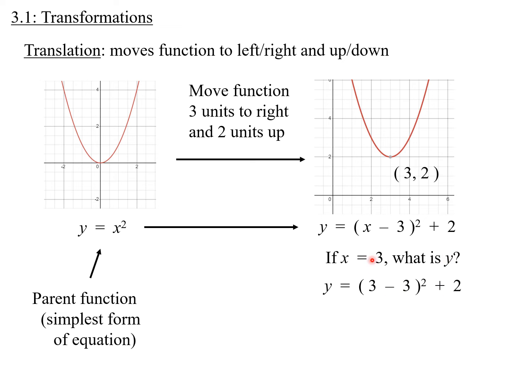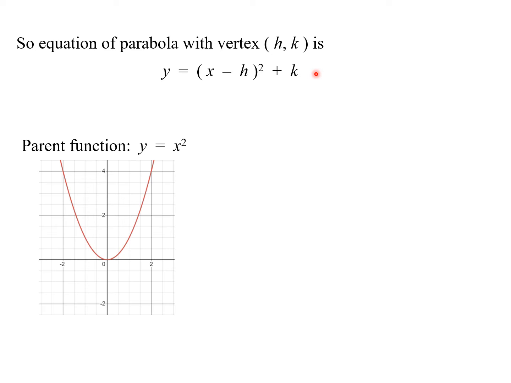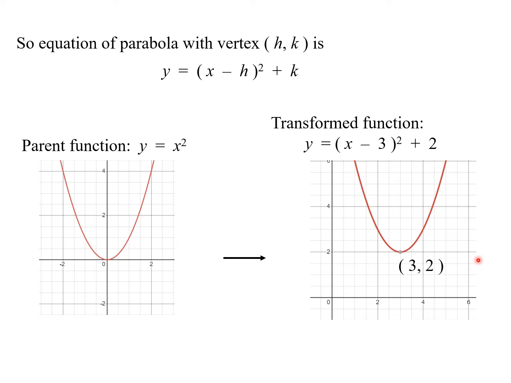Is it? Well, let's see here. Plugging in 3 for x, I get 3 minus 3, which is 0, squared plus 2, which is indeed 2. So it shows that this is the transformed equation. So the equation of a parabola with vertex (h, k) is this. Remember that was our parent function, and this is our transformed function. So the vertex is at (3, 2).